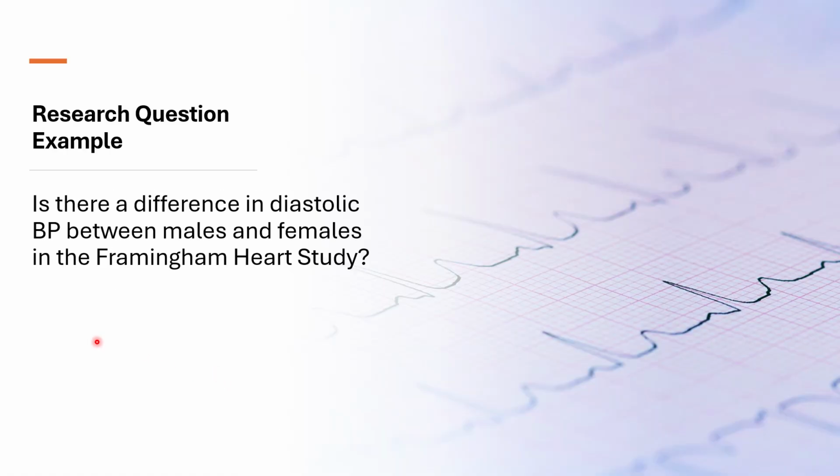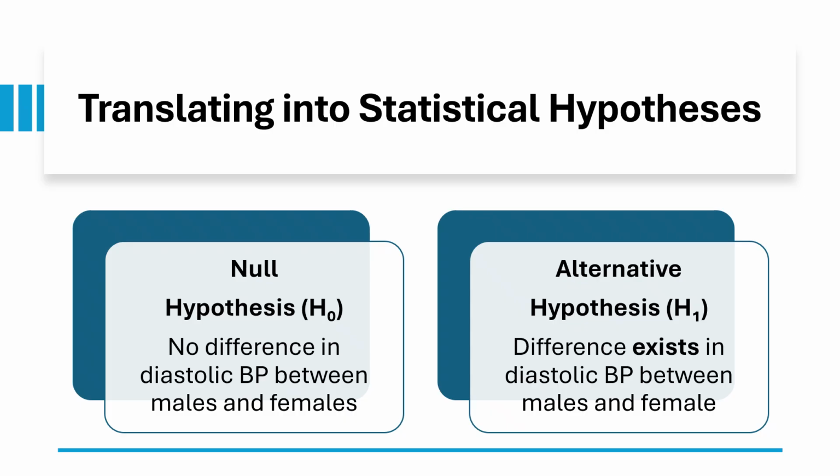Suppose we have this research question. Is there a difference in diastolic blood pressure between males and females in the Framingham Heart Study? We translate that research question into statistical hypotheses. And we have two competing hypotheses here, the null hypothesis and the alternative hypothesis.